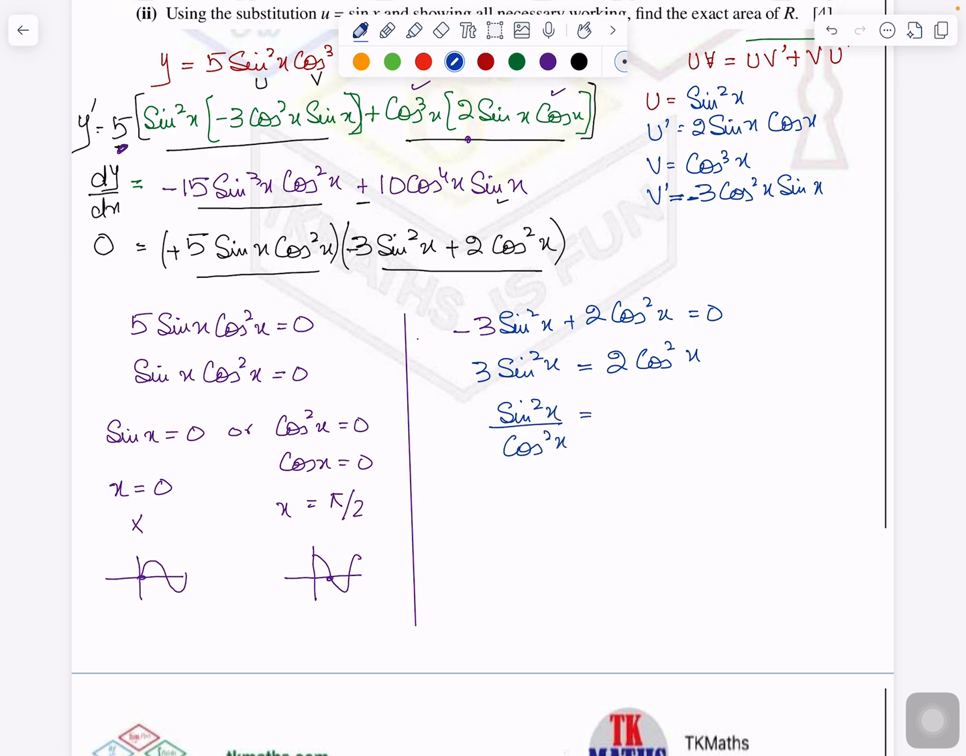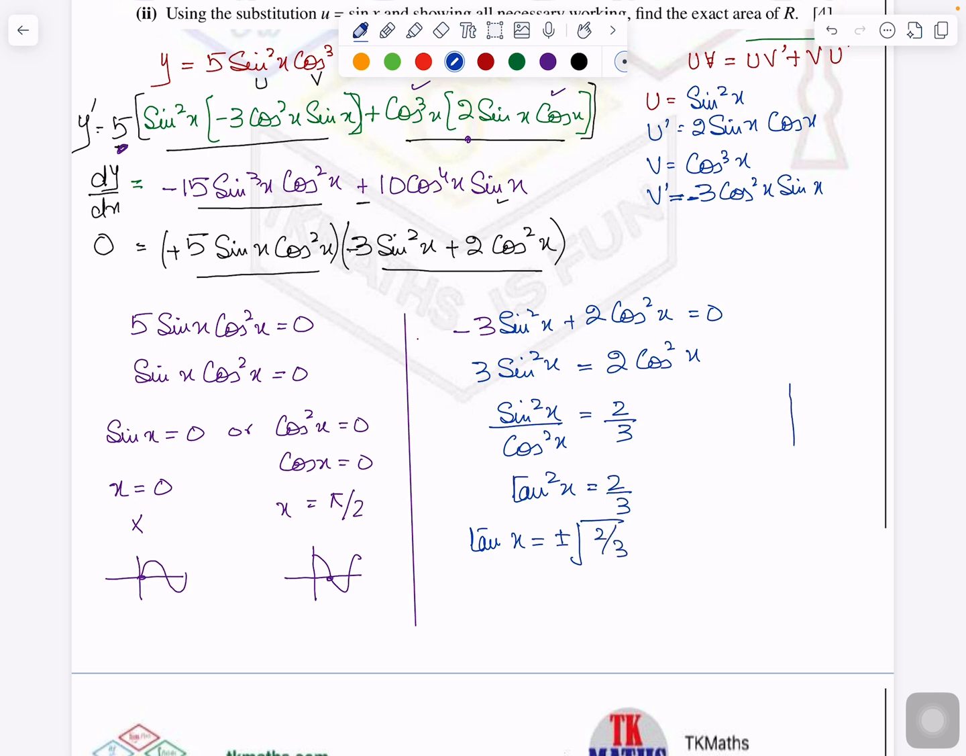So it is equals to 2 upon 3. So tan square x is equals to 2 by 3. Now you have to find the value of x. So what will you do? You will take a square root. So tan x is equals to plus minus root 2 divided by 3.